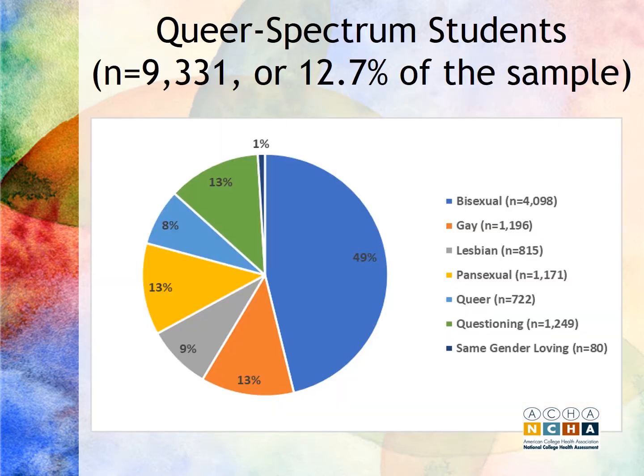This is the data from the 2016 National College Health Assessment. You see we have just over 9,000 students that are in this umbrella of queer spectrum. And if you note here, bisexual and pansexual students together really make up more than half of the queer spectrum category.